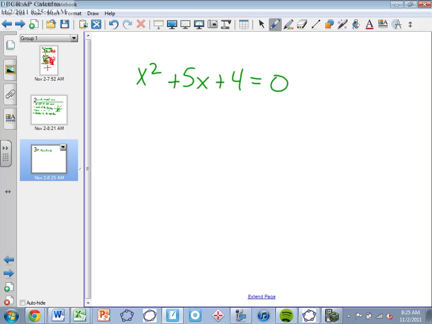Good, 1 and 4. I made this one easy on purpose. X plus 1, X plus 4. So, what we are doing here is the following, guys. We are actually finding the x-intercepts. So we're finding the solution to the equation.